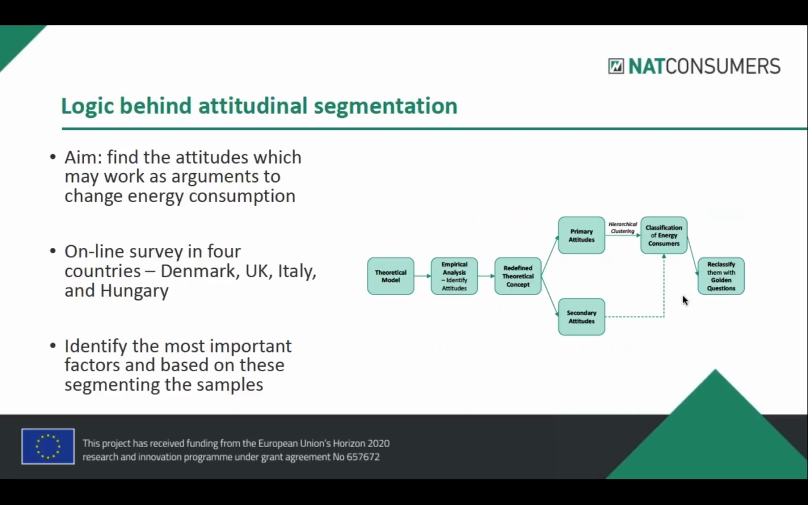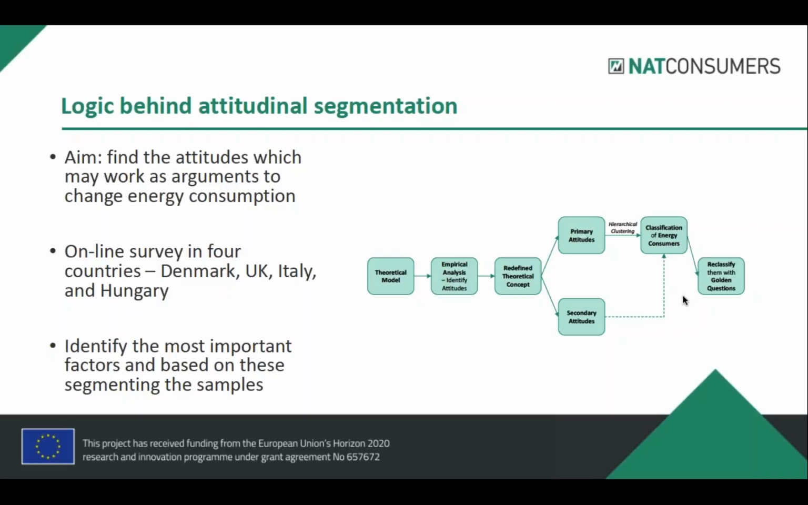The attitudinal segmentation is the third one we have developed in this project. The aim of this segmentation was to find the attitudes which may work as arguments to change energy consumption. To find these attitudes, we made online surveys in 4 countries: Denmark, UK, Italy, and Hungary. And we try to identify the most important factors. Based on these, we try to segment the samples, which could be used to make arguments in our project.